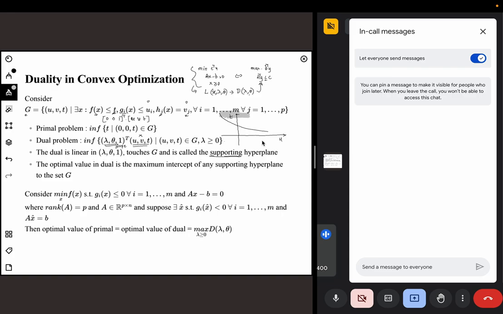It could be all the points here. This is my set G. This is the boundary of G. So what we are trying to do again is, if I want to put the dual also in the same space, lambda and theta will be the slopes. Since h_j is not there, theta will be 0. So the only parameter is my lambda. So how will it look? It will be some line, but that line should have a point on this particular space G. So we are saying (u, v, t) should belong to G, and from there you draw a line.